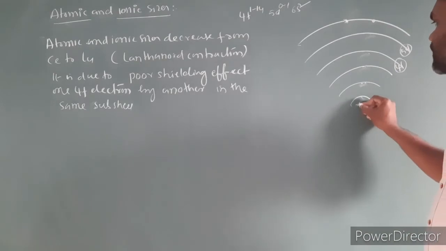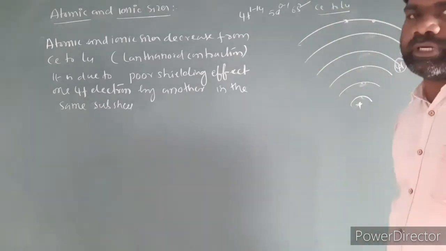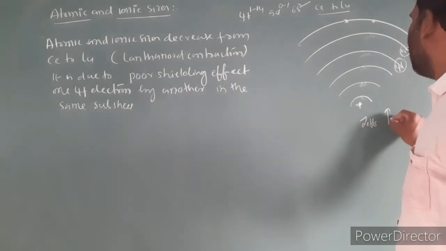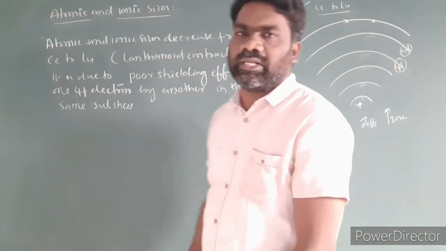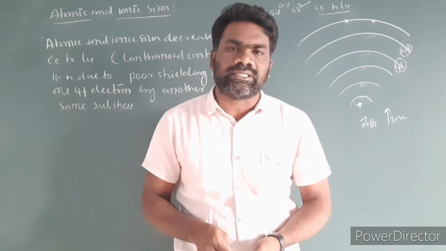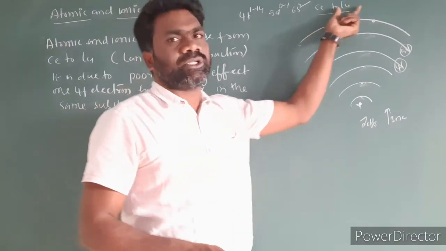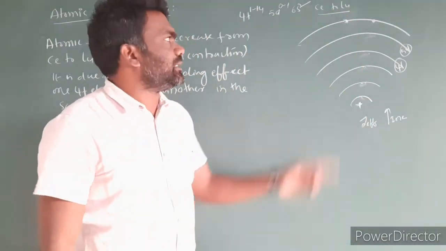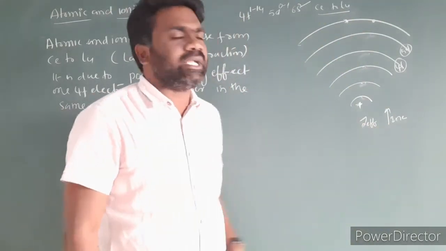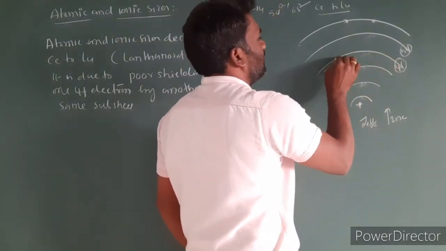Here is the nuclear charge. From cerium to lutetium, the nuclear charge, Z effective, increases, because the atomic number increases and the number of protons increases. For each unit increase of nuclear charge, 1 electron is added, and that electron is added in the 4f shell.